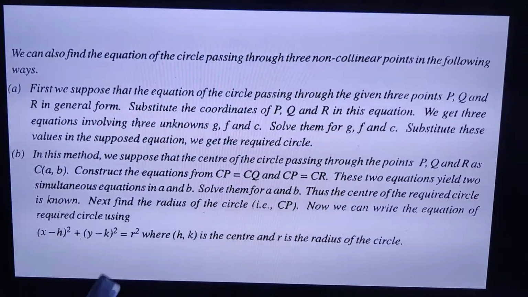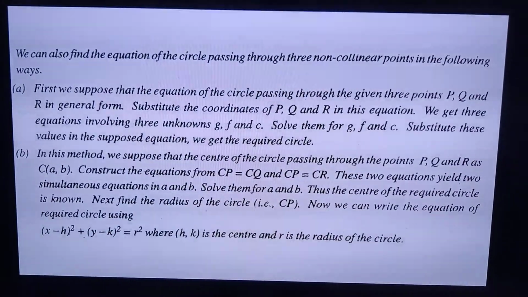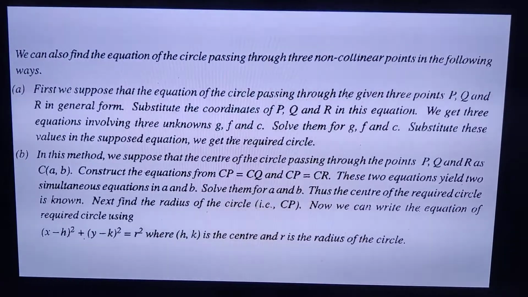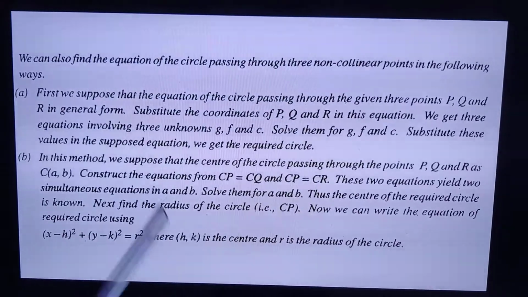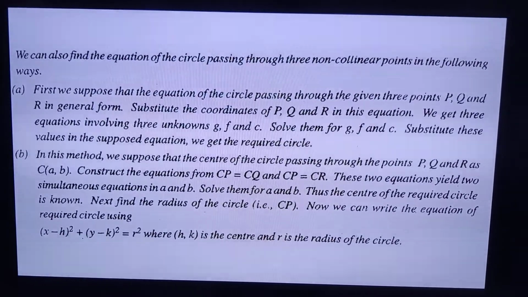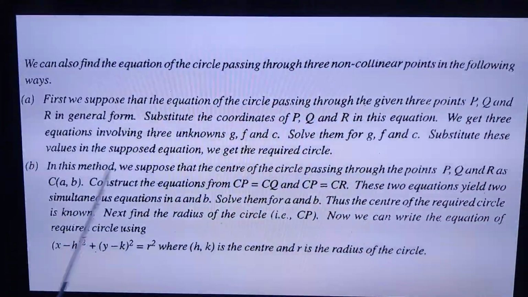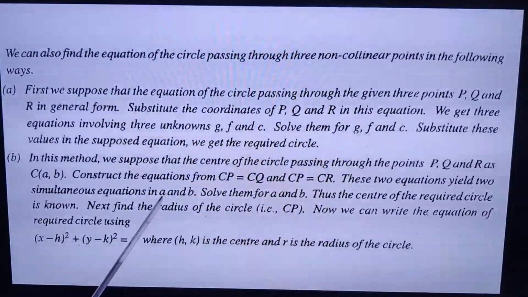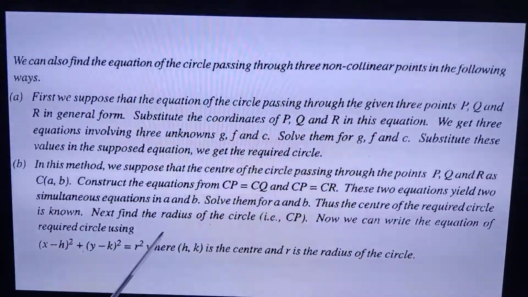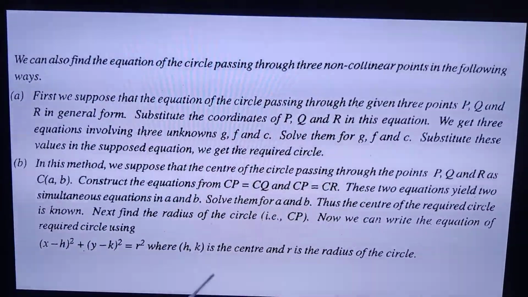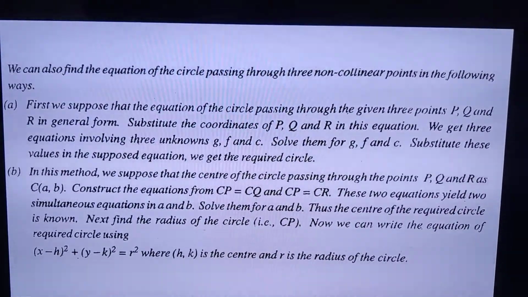In this equation, we substitute the coordinates of P, Q and R and we get 3 equations in g, f and c. By solving these 3 equations, we get the values of g, f and c. After getting the values of g, f and c, substitute these 3 values in the general equation, that is x square plus y square plus 2gx plus 2fy plus c is equal to 0. We get the required circle equation.